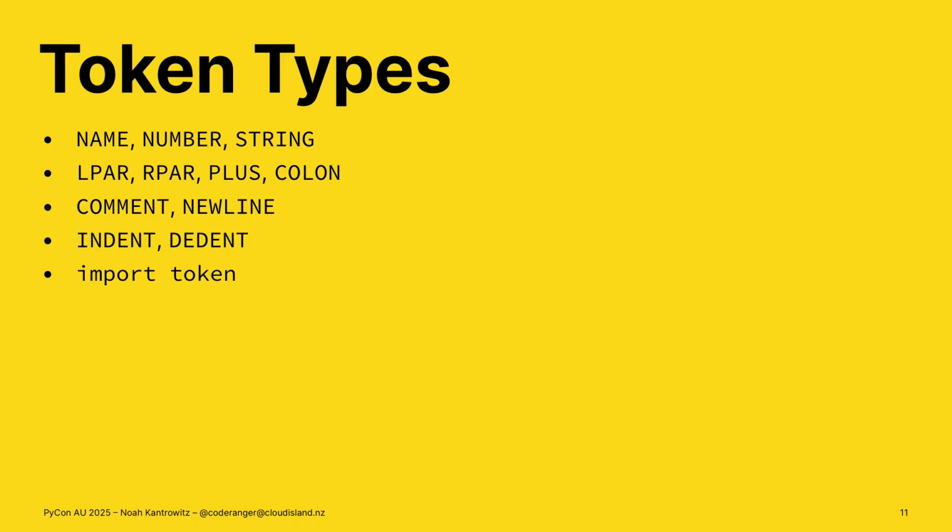This is anything that looks like an identifier, function names, variable names, class names. Numbers and strings, those are just literals. And then syntactically significant punctuation, parentheses, colons, the plus sign. The lexer also emits indent and dedent tokens, so that the parser doesn't have to care about tabs versus spaces. And this is where line continuations happen, again, just so the parser doesn't have to worry about that.